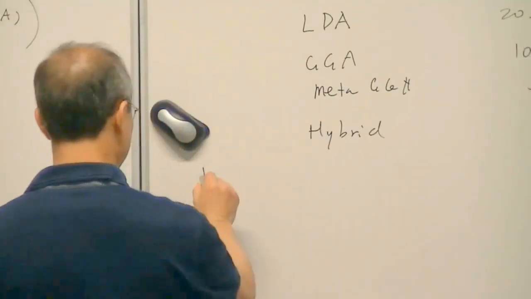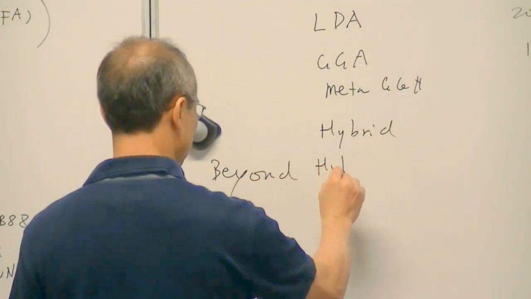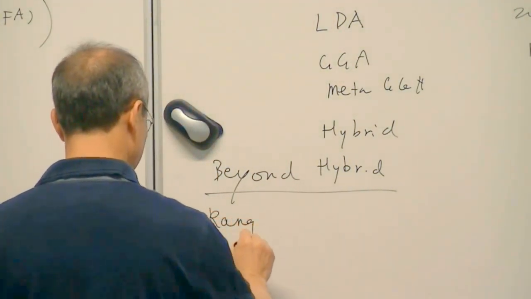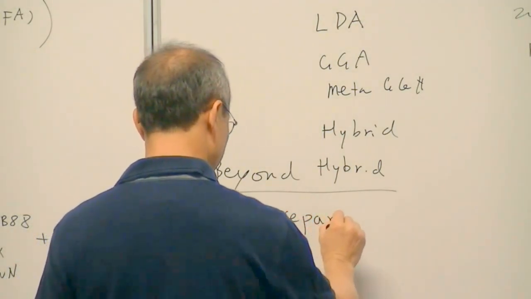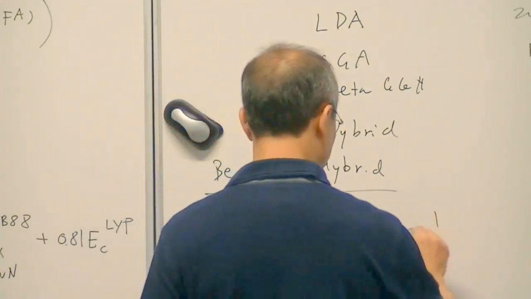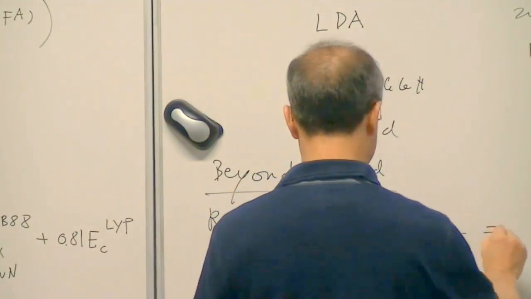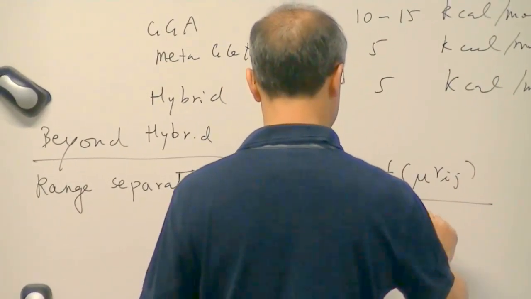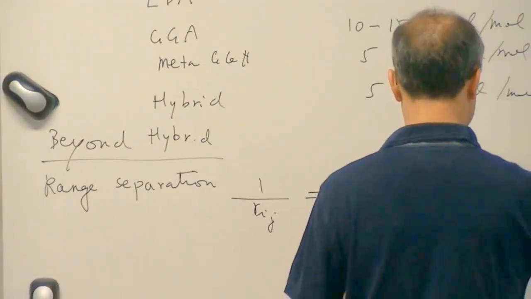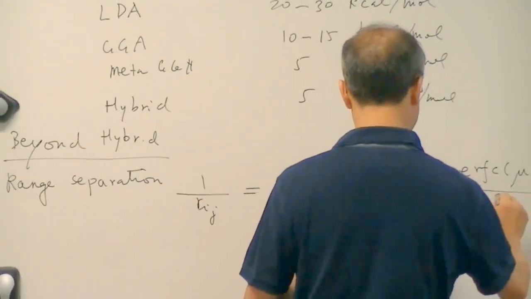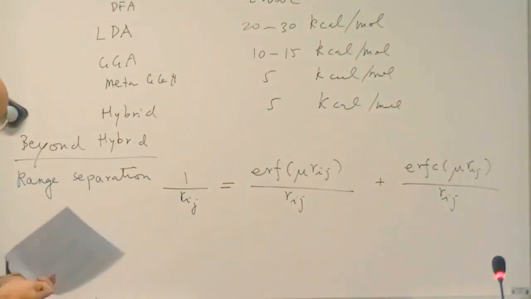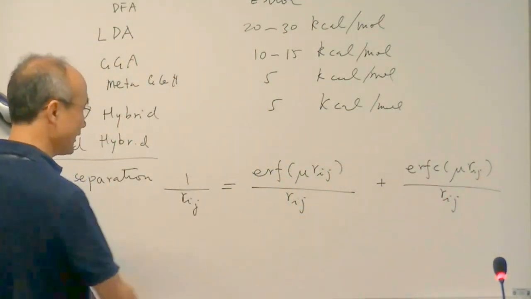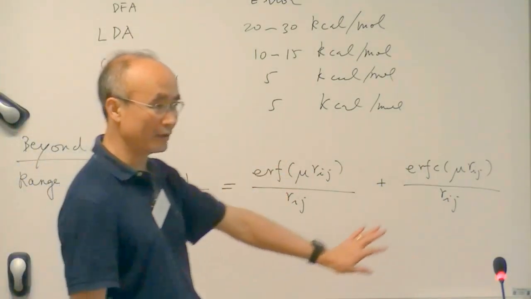I want to talk about beyond hybrid. So beyond hybrid. The first type of beyond hybrid functional is range separation. This is an error function, and this is the complementary error function. These two functions add up to equal 1. So this is an identity, but you separate Coulomb into a short range and a long range one.